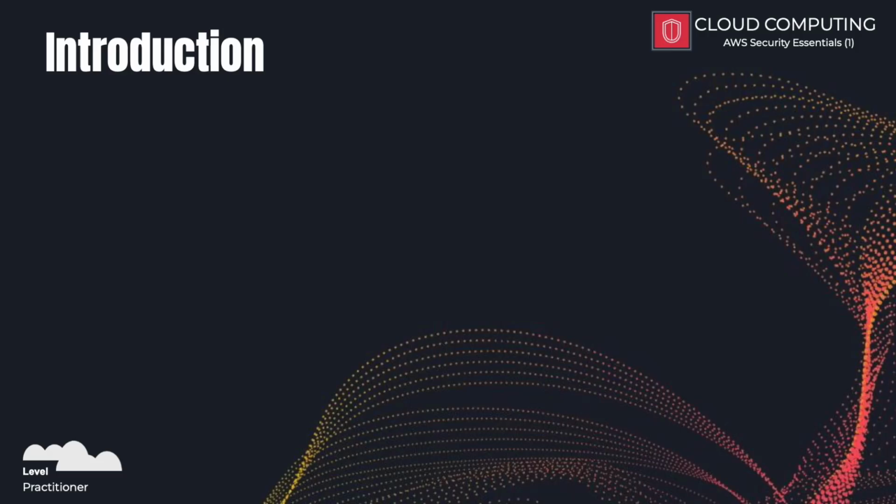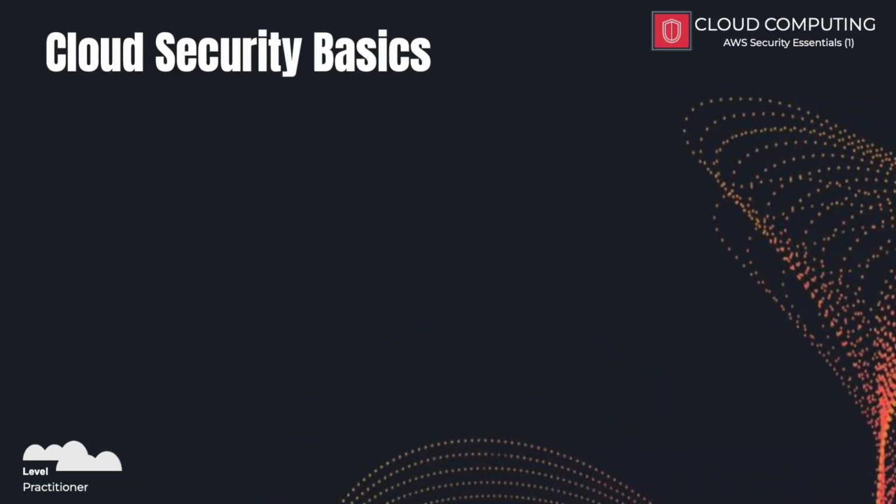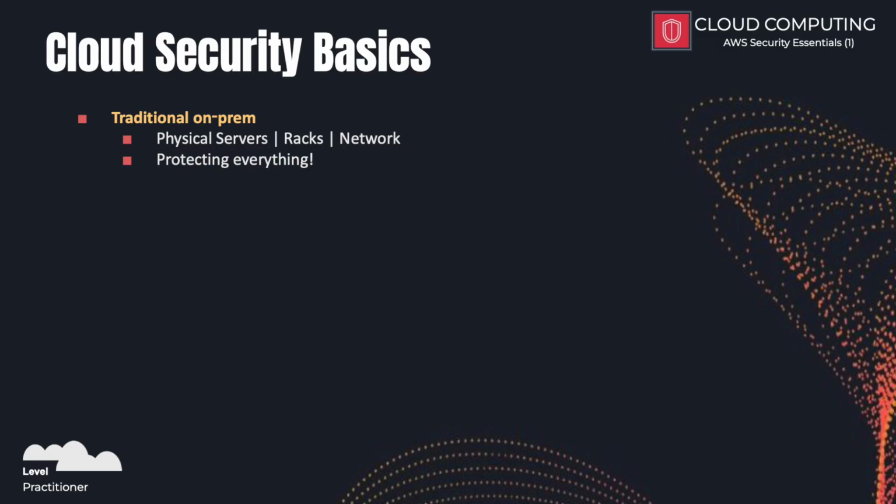In this video, we're going to look at security in AWS from a bigger picture point of view. We'll first step back and look at how security traditionally works, and then see how that changes when you move into the cloud. In traditional on-premises environments, your company owns or rents physical servers, racks, and network gear. Your security team is responsible for protecting everything, from the data center doors all the way to the applications.